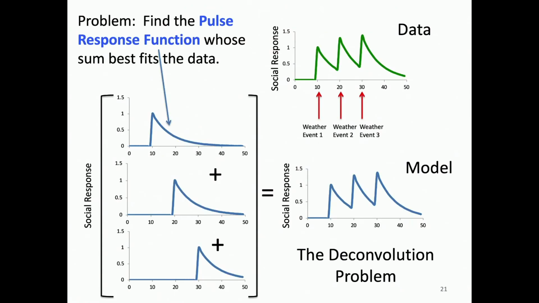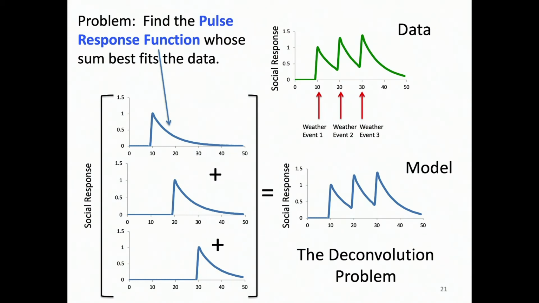Anyway, it's possible to estimate these pulse response functions, and here's how you do it. Roughly, you hypothesize that there exists some pulse response function, like this, 10 time units or 9 time units after some event. The social response kicks in and then slowly decays away. You assume that's the case. And then you assume that the current social response is the sum of the pulse responses from all the previous events. So there was one at that time, there's one at that time, here there's one at that time. You sum them up.